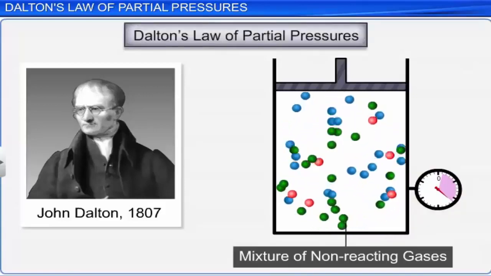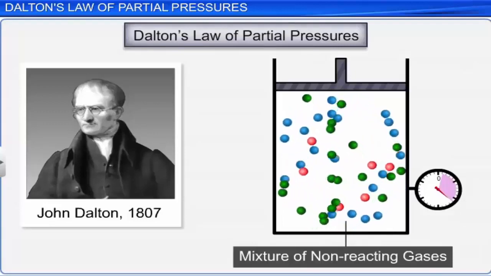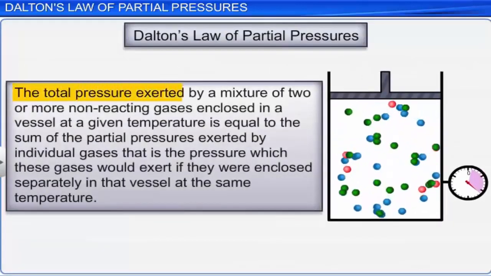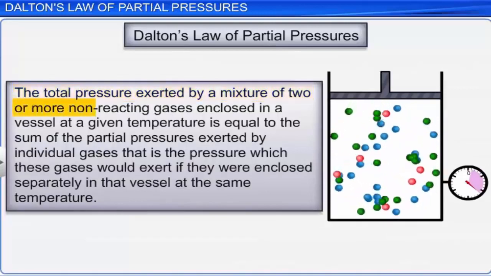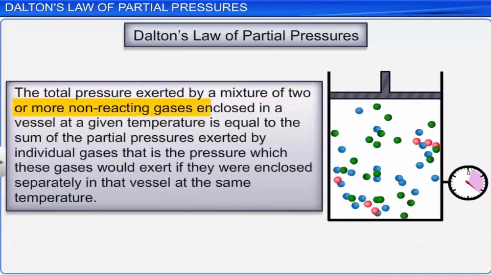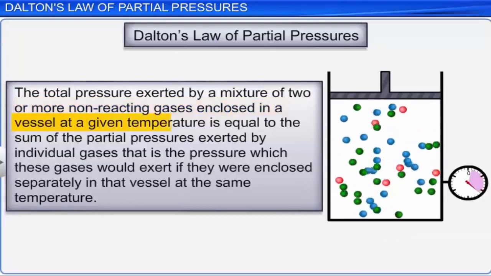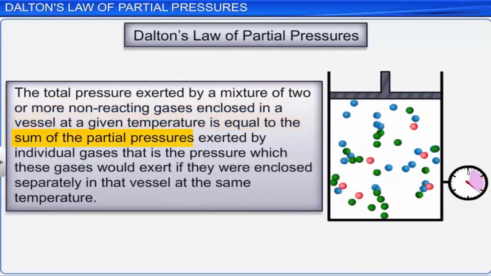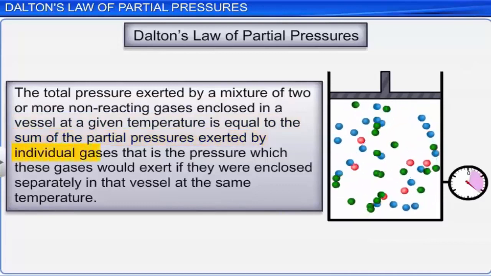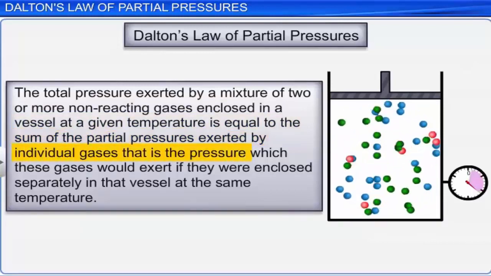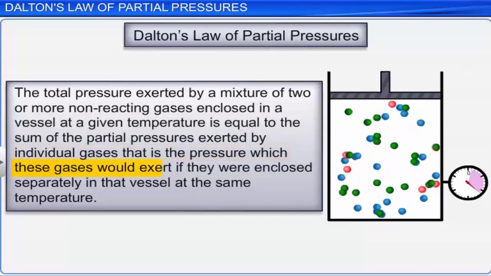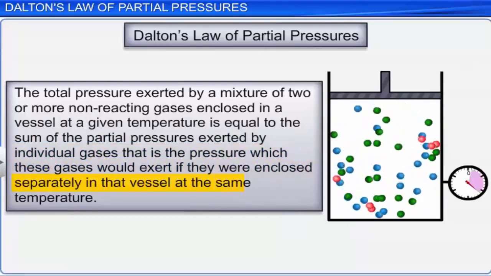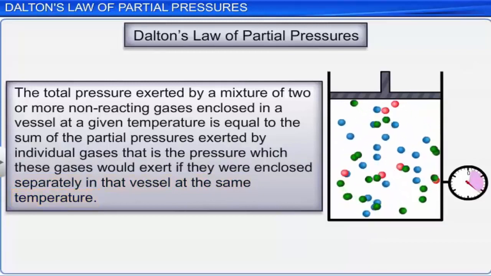According to Dalton's law of partial pressures, the total pressure exerted by a mixture of 2 or more non-reacting gases enclosed in a vessel at a given temperature is equal to the sum of the partial pressures exerted by individual gases, that is, the pressure which these gases would exert if they were enclosed separately in that vessel at the same temperature.